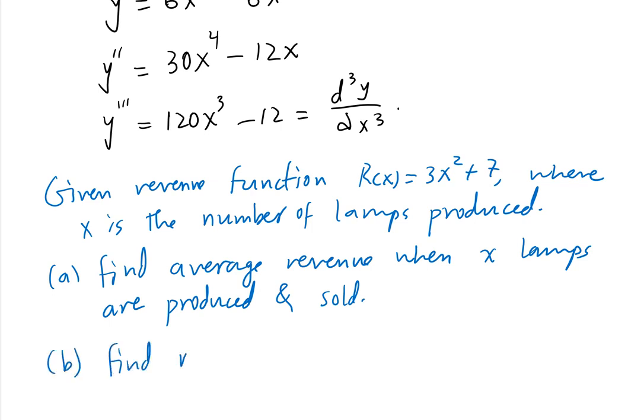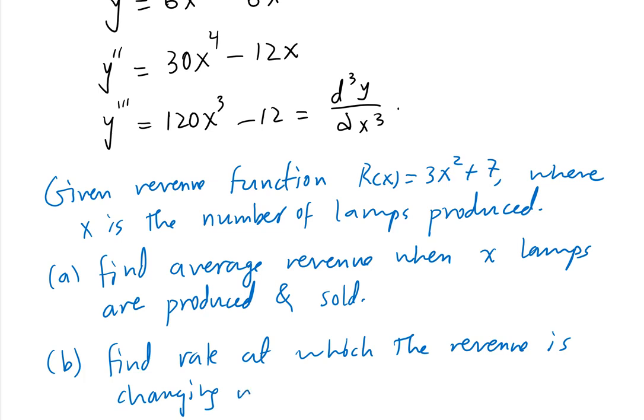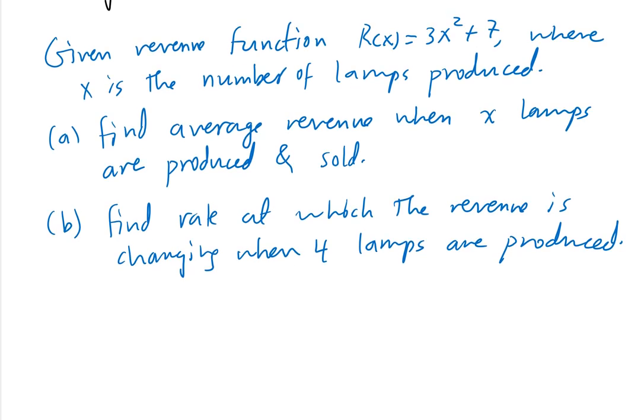Part B, find the rate at which the revenue is changing when 4 lamps are produced. Well, very easy to find the first one. The average rate is defined as r of x over x. R of x is 3x squared plus 7, over x.